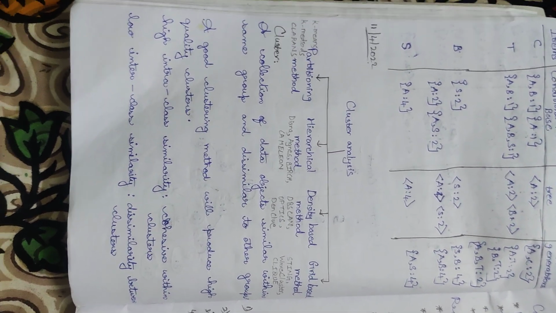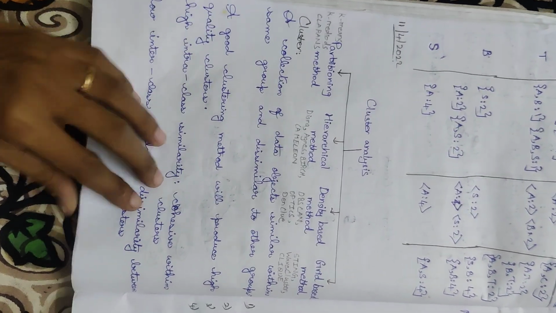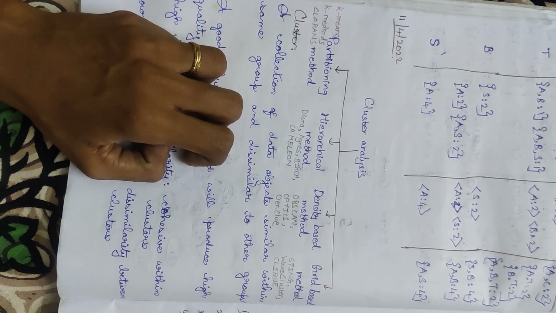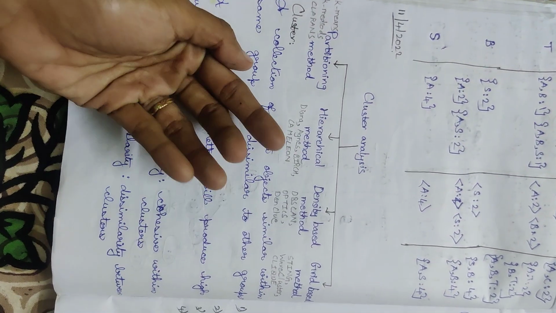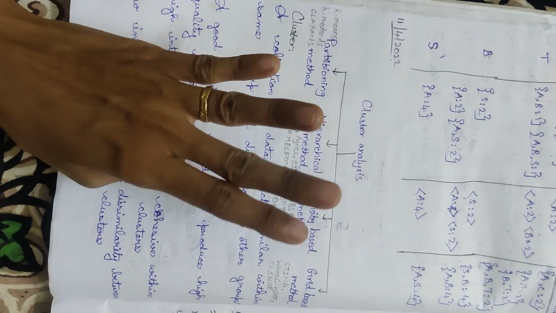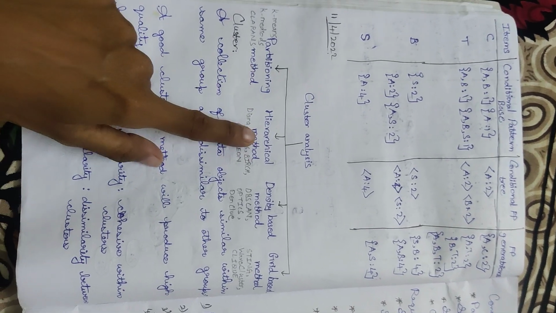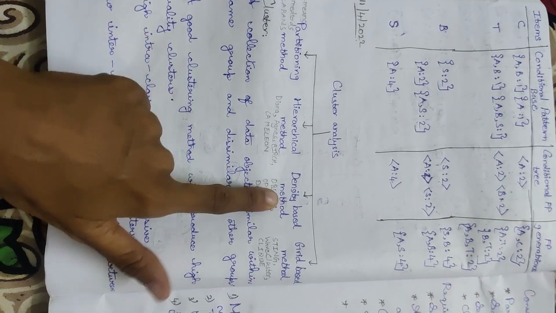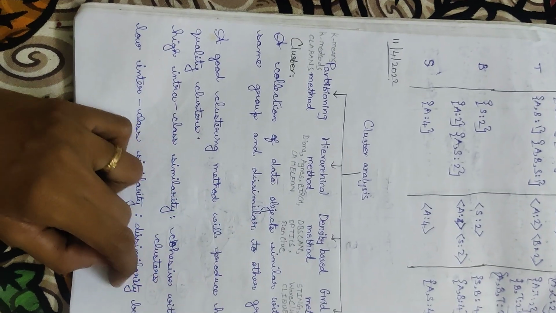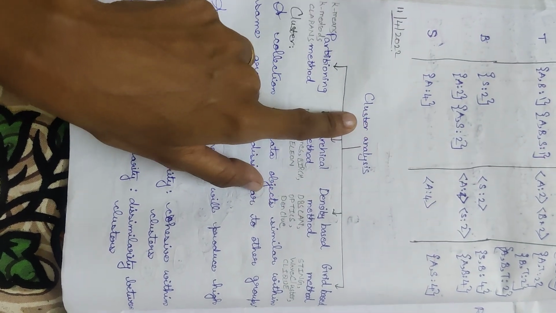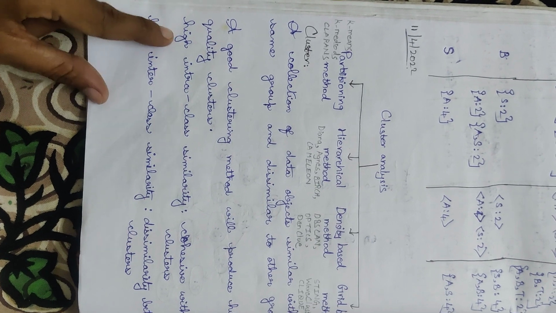Hello all. Today we are going to see about the topic cluster analysis. Cluster means a grouping of data items which possess similar characteristics. There are four parts in cluster analysis. First one is partitioning method, second one is hierarchical method, third one is density based method, and fourth one is grid based method.